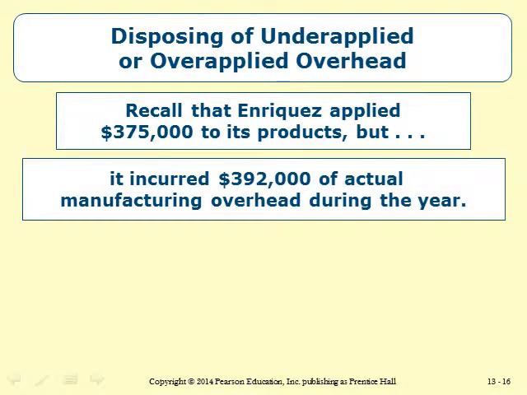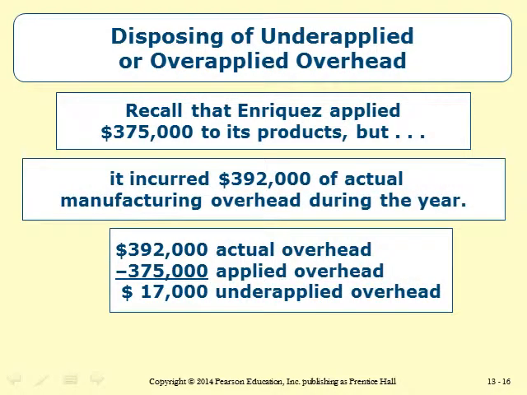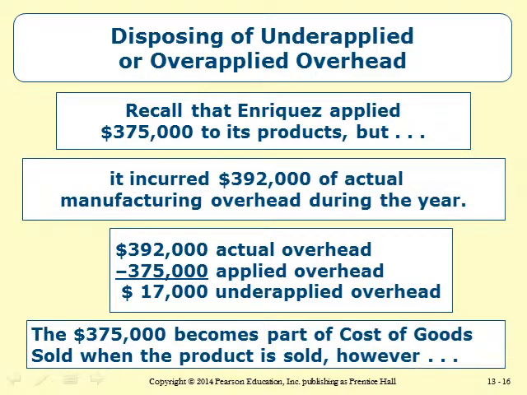And so if you recall, in 20XO, Enrique's applied $375,000 of overhead to its product, but actually incurred $392,000 of overhead costs. The difference is a $17,000 variance, which we call underapplied overhead, because the amount applied is less than the amount incurred. The opposite, overapplied overhead, occurs when an amount applied exceeds the amount incurred.